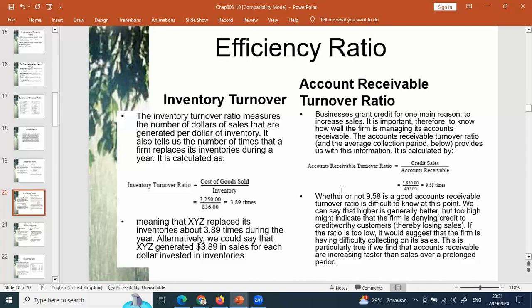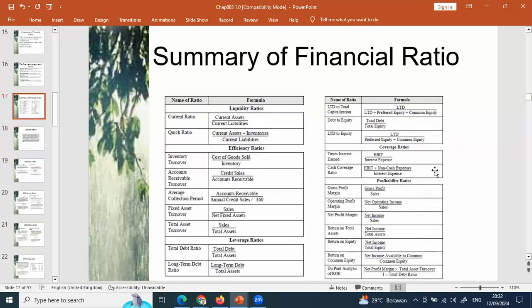Account receivable turnover ratio is credit sales divided by account receivable. Credit sales.